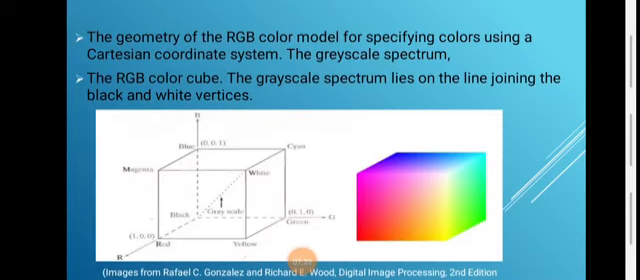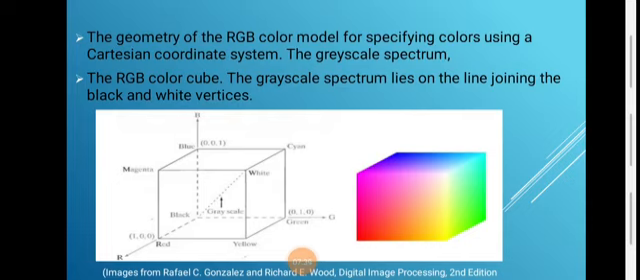So this is the geometry of an RGB image. It looks like a cube, or RGB cube. In the center is grayscale, which varies from white to black. Black represents 0, 0, 0, and white represents 1, 1, 1.